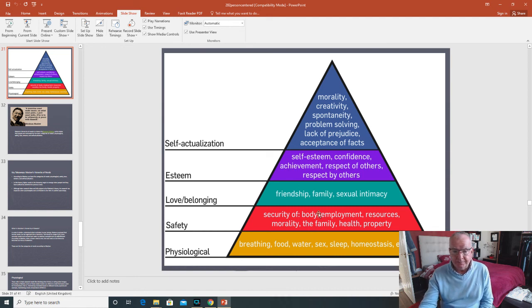Okay. So then we move up to friendship, family and sexual intimacy. Another very important thing. This is from the id. It's one of our primary needs, sexual intimacy. And if people don't get that, it causes all sorts of problems. So these are important. And then as we satisfy these lower needs, we look for self-esteem, getting respect from others. And then we look to self-actualize: morality, creativity, spontaneity, and so on.